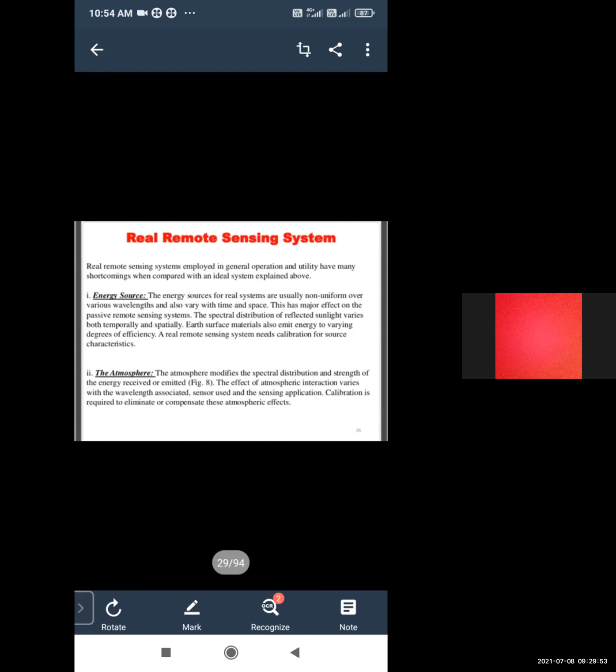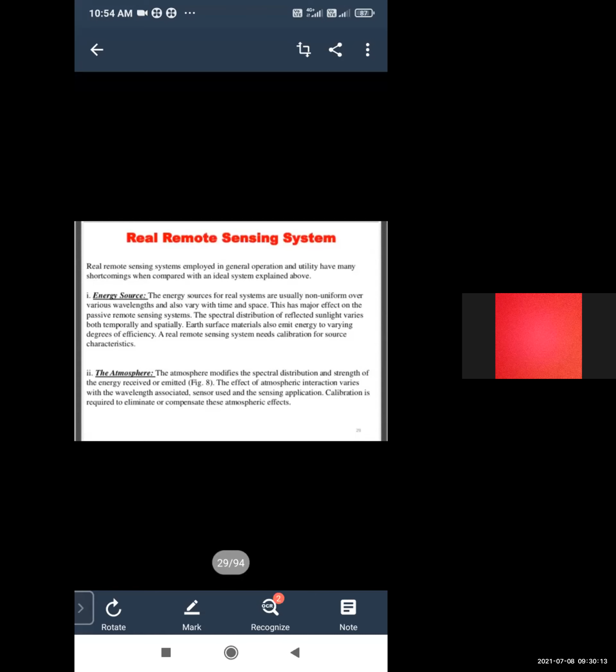Also, the Earth's surface materials also emit energy, and a real remote sensing system needs to calibrate the source characteristic.